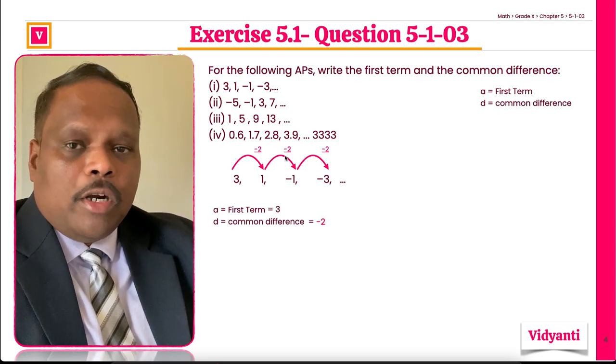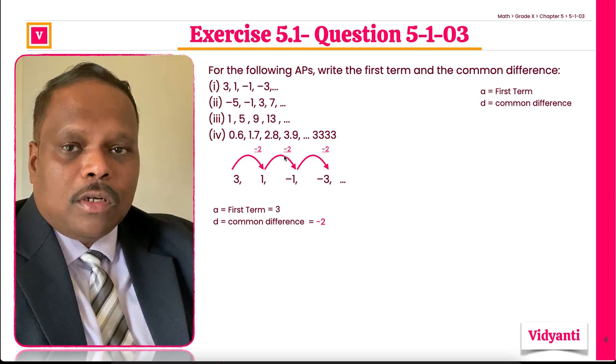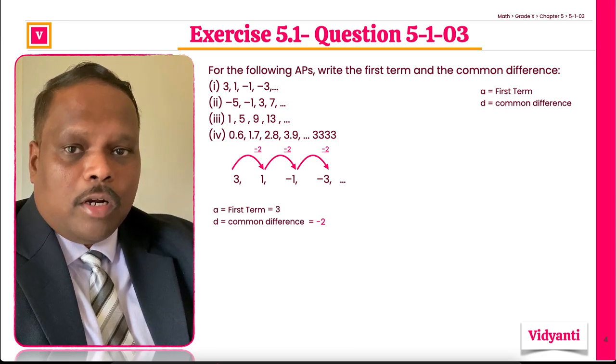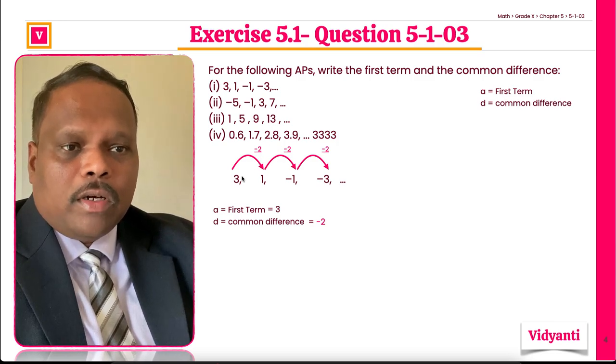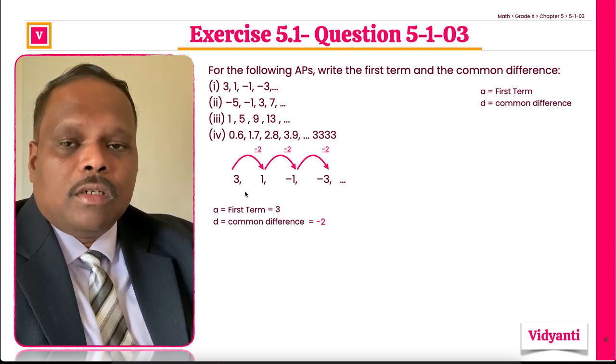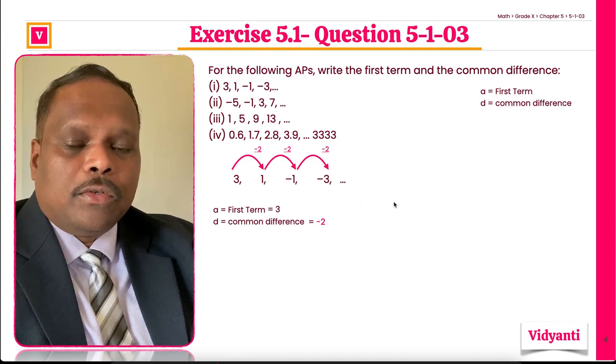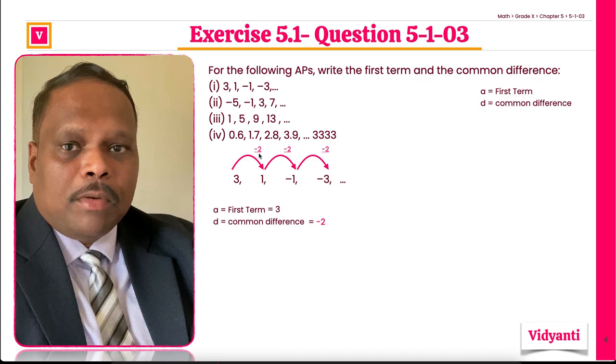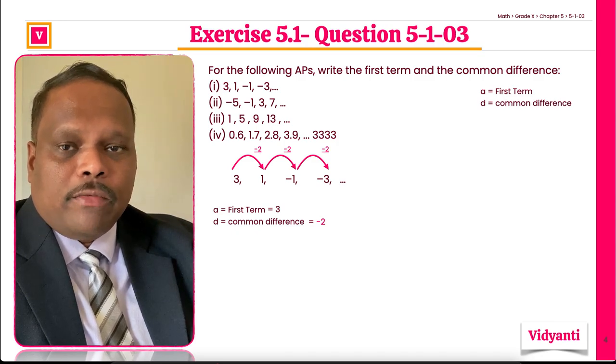Remember, the common difference can be positive or it can be negative. If the terms are increasing, then the common difference will be positive. However, in this case, we find that the terms subsequently are getting reduced slowly. So that is an example of negative common difference.